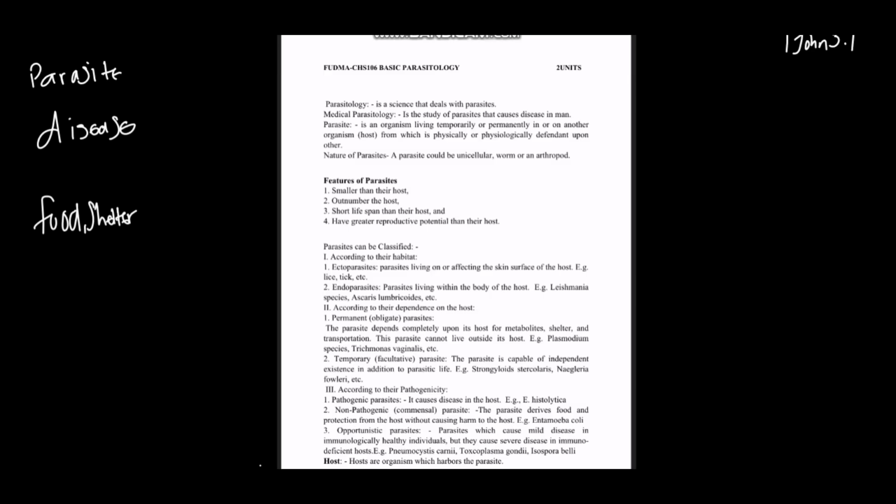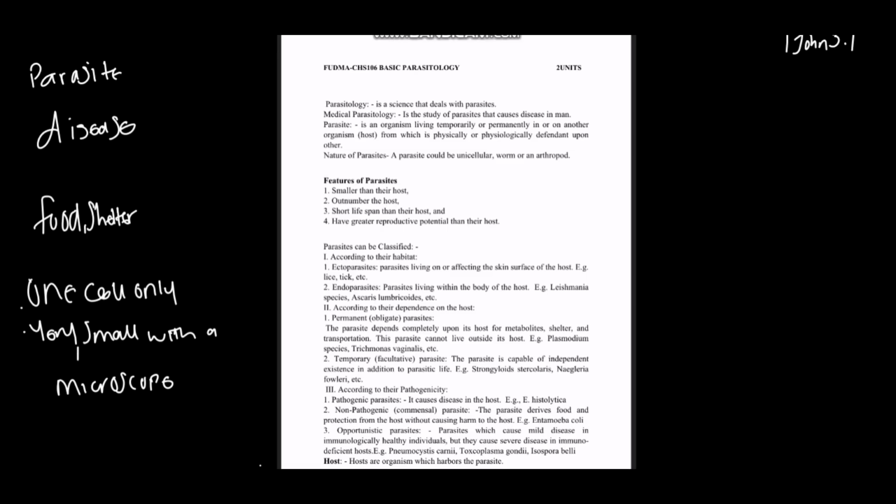Then we have the nature of parasites. A parasite could be unicellular. Unicellular organisms are made up of one cell only, and they are very small and can only be seen with the aid of a microscope.